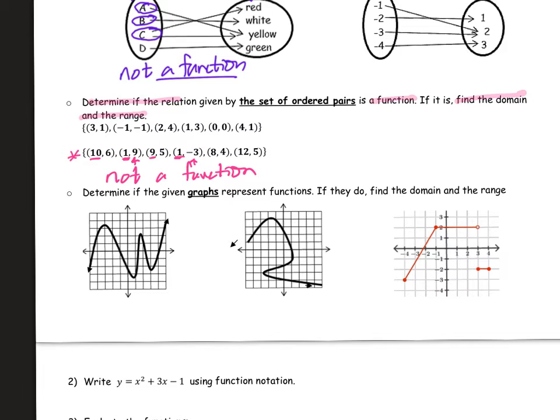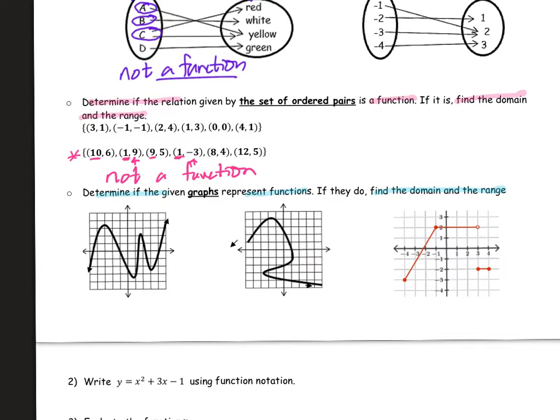Awesome. Okay, good job. So next we have a graph, and I want to determine, again, same thing. I'm going to determine if the graph represents a function, and if it is, find the domain and the range. So if I have a graph, how do I find out if it's a function or not? Does anyone remember? There's a test we can do.